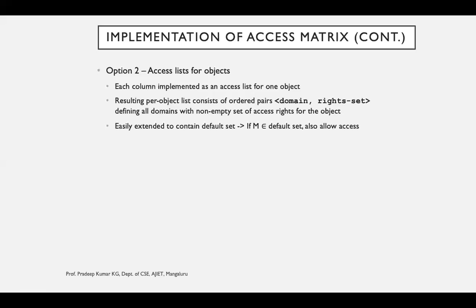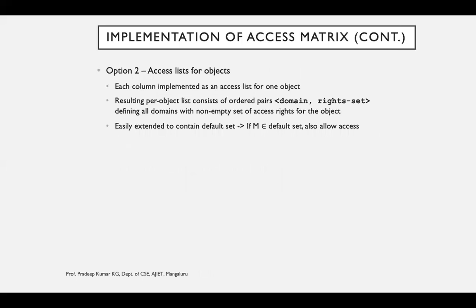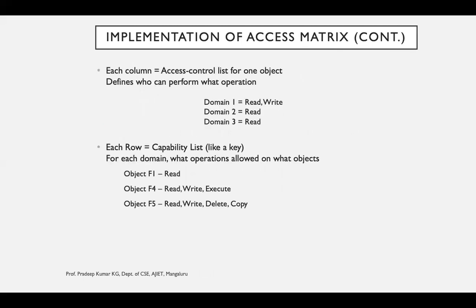Hope that is clear. The previous one is a global table with three ordered values: domain, object, and rights set. In this case, the access list means each individual object has an individual access list. In that access list, we sort out all those domains with the proper rights set, proper privileges. So how to go about it? Each column is the access control list for one object. How to implement that?